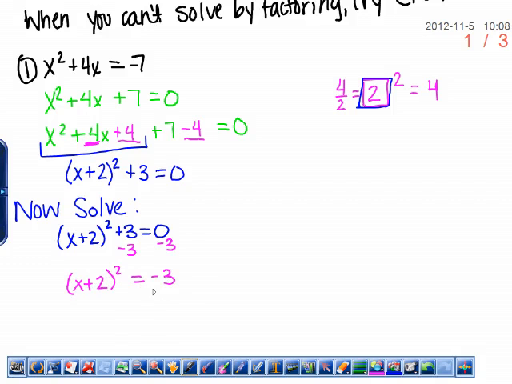What would I do next? Square root both sides. So I've got x plus 2 equals, when I write in the square root of negative 3, what must I put in front of it? Plus or minus. Okay, can the square root of negative 3 be simplified? Yeah, how would I write it? Okay, so plus or minus i root 3, or you could write root 3 i.